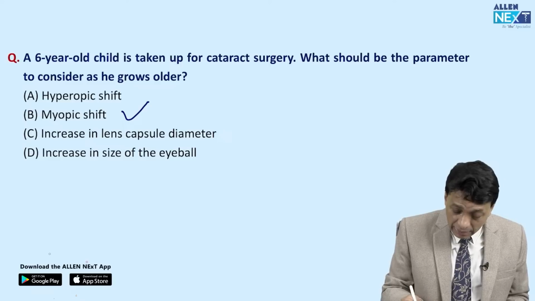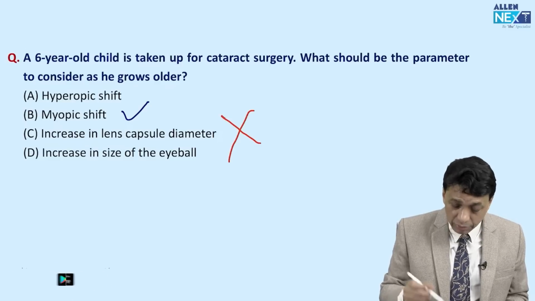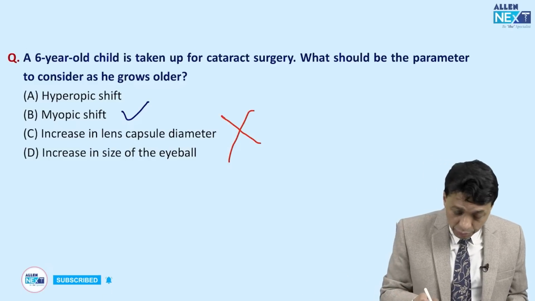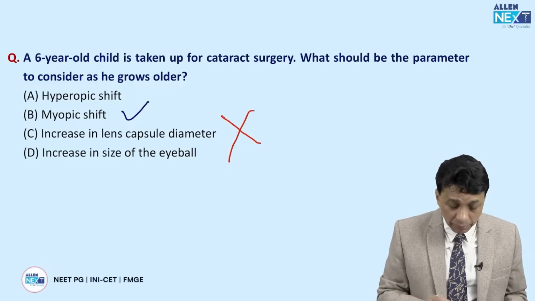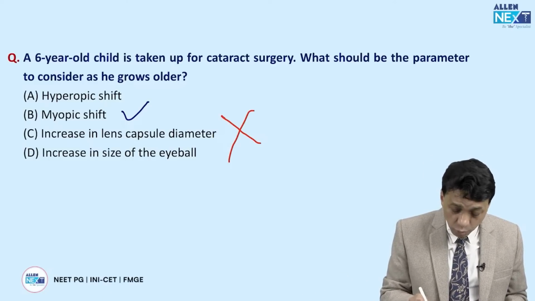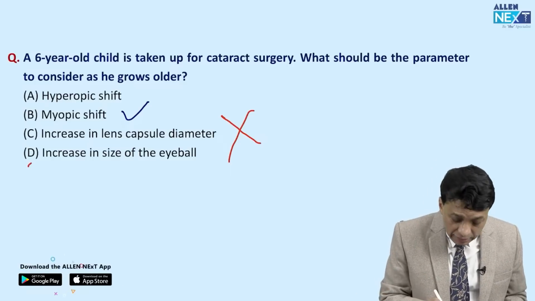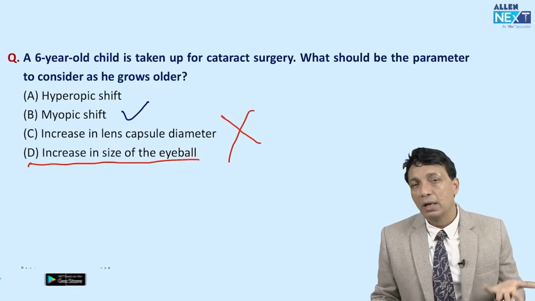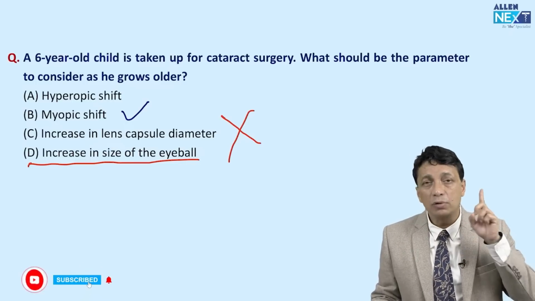The increase in lens capsule diameter is not important because there's no lens here. We've already done cataract surgery. So there's no hyperopic shift obviously, but there is a myopic shift and increase in size. So you might say, why is this not the answer? Well, it is also correct, but you can have both correct and the answer will be 1.